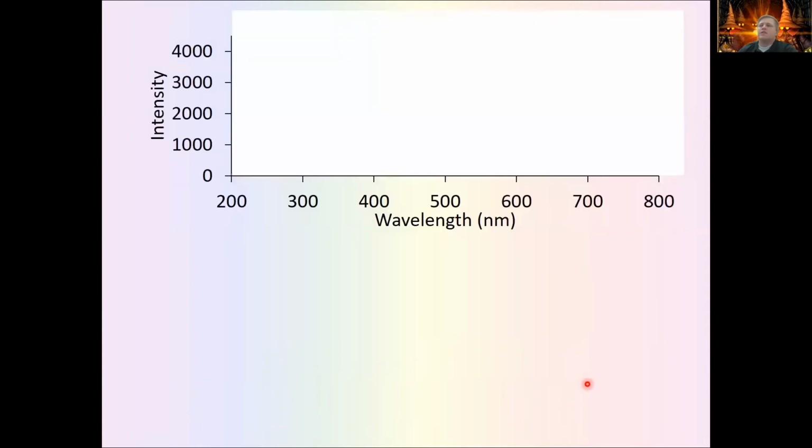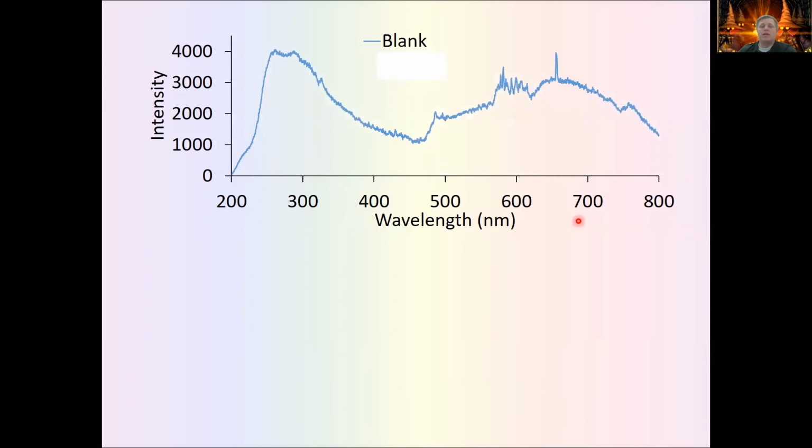All right, let's do some practice now with some data and see what data actually looks like and how we're going to manipulate it to get meaningful values for the next couple of labs. First, we're going to prepare a blank and run that blank through our spectrophotometer. It's going to give us a spectrum that looks like this, with the wavelength on the x-axis and our intensity of light on the y-axis.